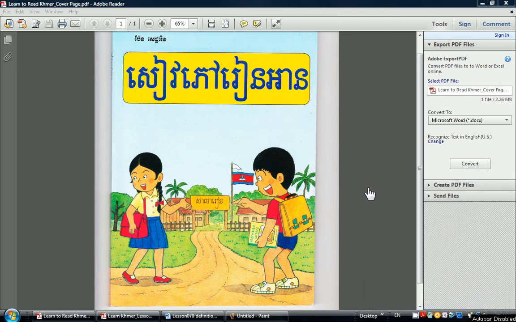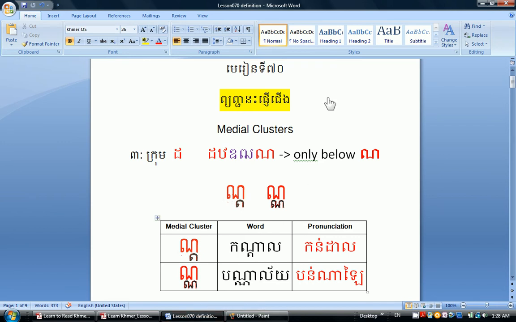Welcome to Cambodian School. Today we're learning lesson 70 from the Superior An textbook by Pan Sataran. Lesson 70, in Khmer we say Maiden Tichatsap. In this lesson we are learning a third set of medial clusters, which in Khmer we say Pchunchinet Pnyachung.